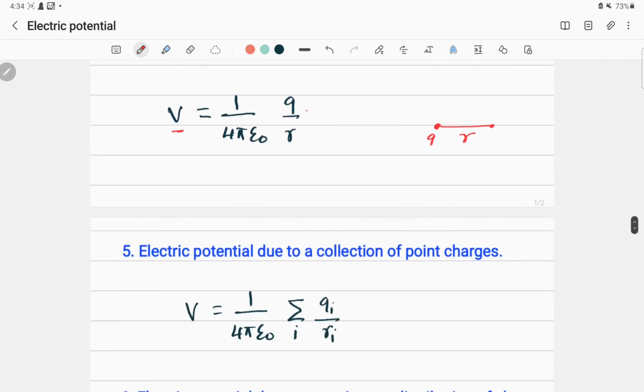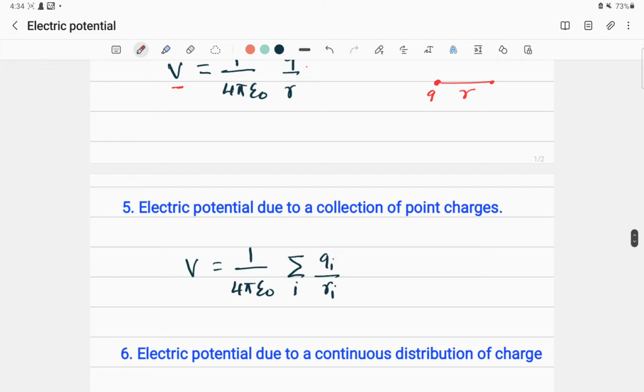Going down, electric potential due to a collection of point charges. If there is more than one point charge, what will be the electric potential? You simply add all these charges divided by their distances to where you have to find the potential. So electric potential due to a collection of point charges, denoted by capital V, is equal to 1 by 4 pi epsilon naught summation of Qi over ri. Qi is the value of the ith point charge and ri is the distance from the ith point charge to where potential is measured.